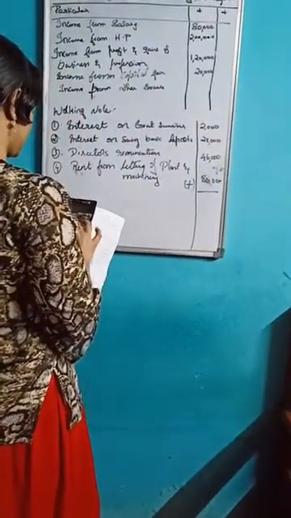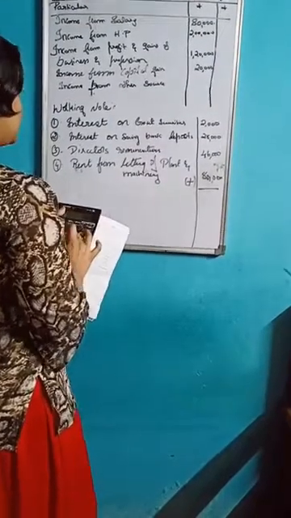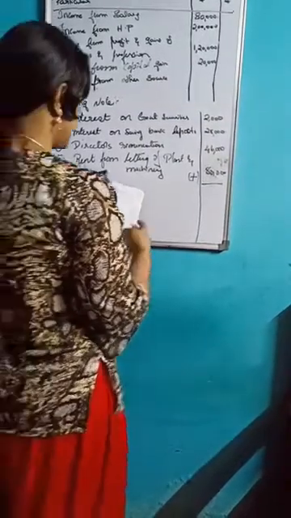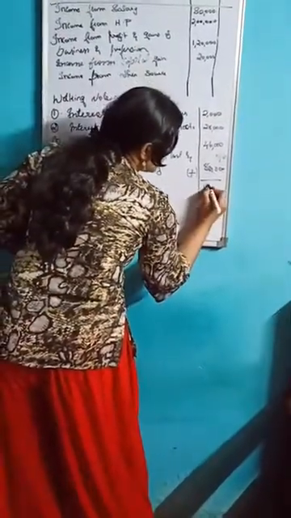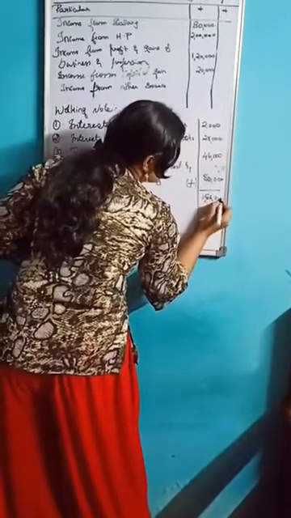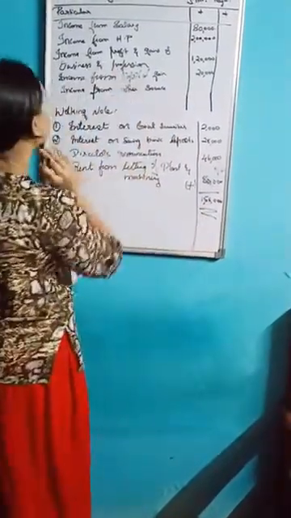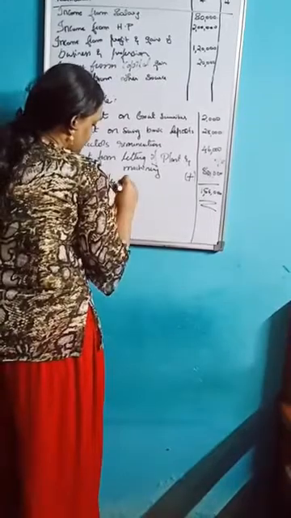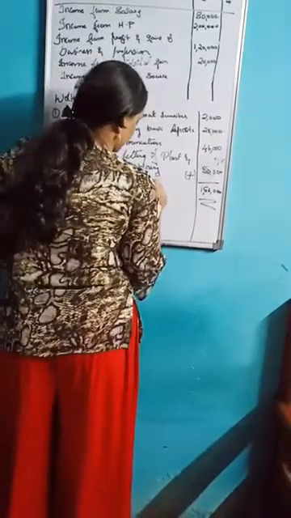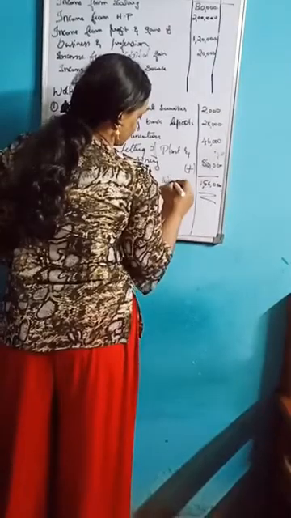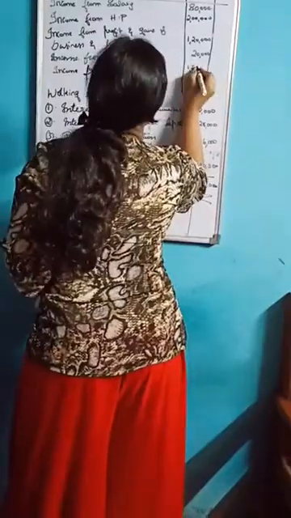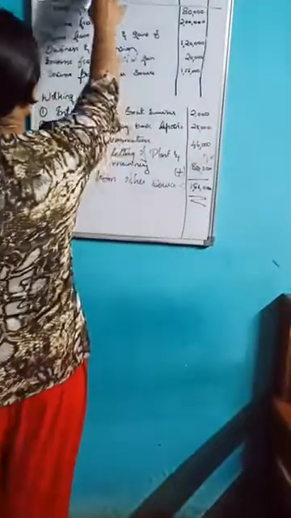You add these: 2,000 plus 28,000 plus 46,000 plus 80,000. You will get 1,56,000. Okay, this is income from other source. That is 1,56,000 right here.